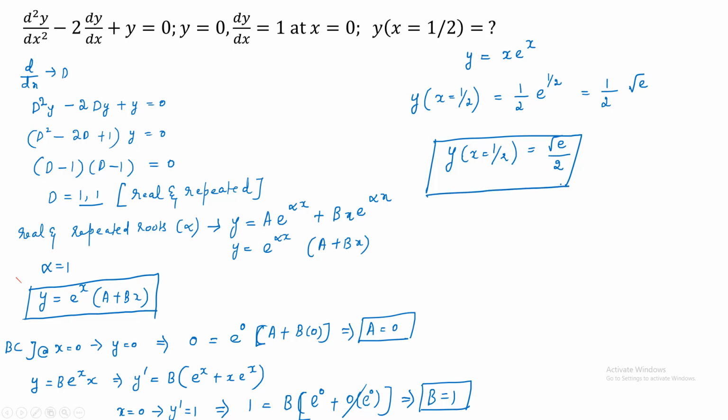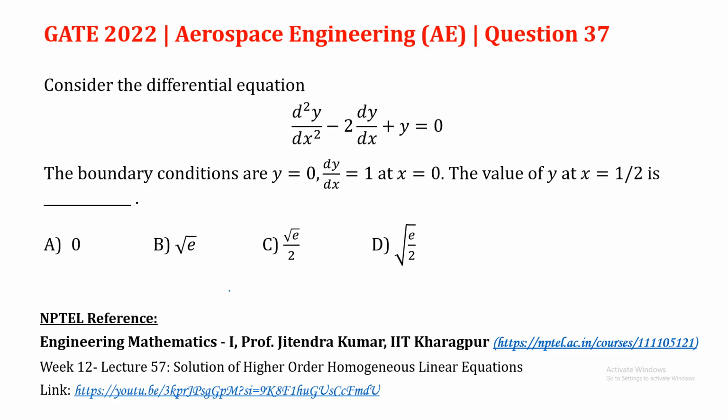Let's go and check whether we have this option. We have option C as root e by 2, which is the correct option for this question. So the value of y at x is equal to 1 by 2 is root e by 2, right? So that's all for this question. Thank you.